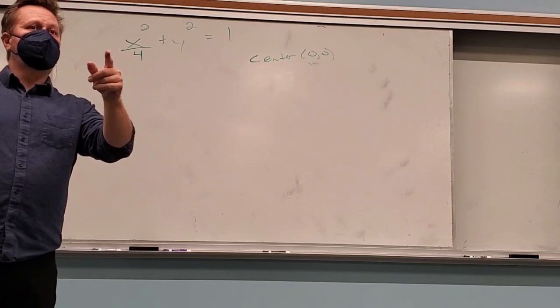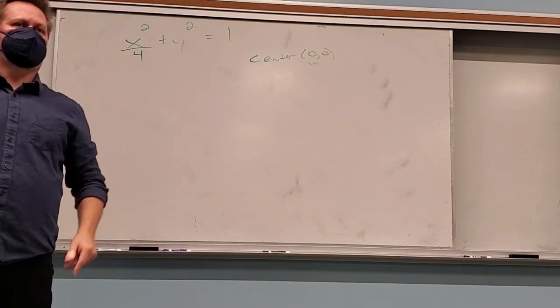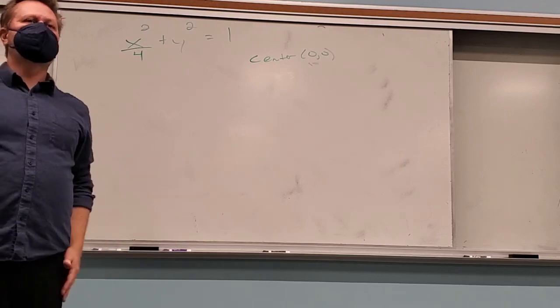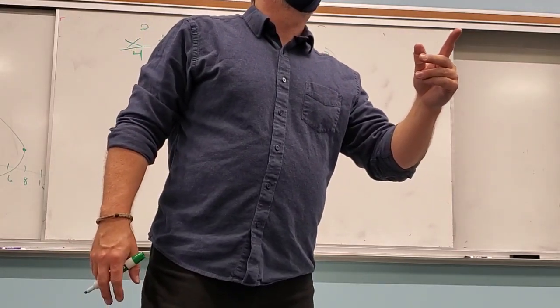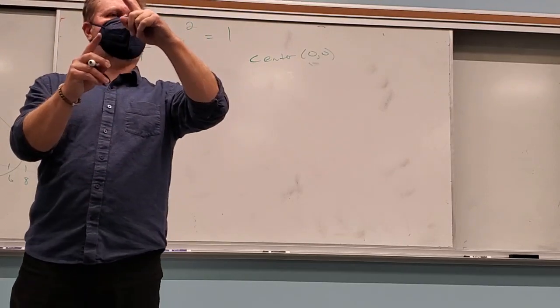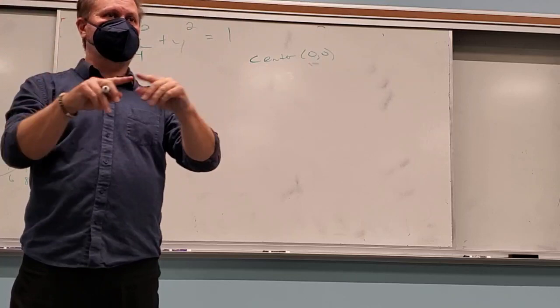Say again. Why one? Why is it one? Say again. Nope, there's no radius here. An ellipse has a radius that's constantly changing, correct? It's not the same in every direction. That's why it's an ellipse, not a circle.